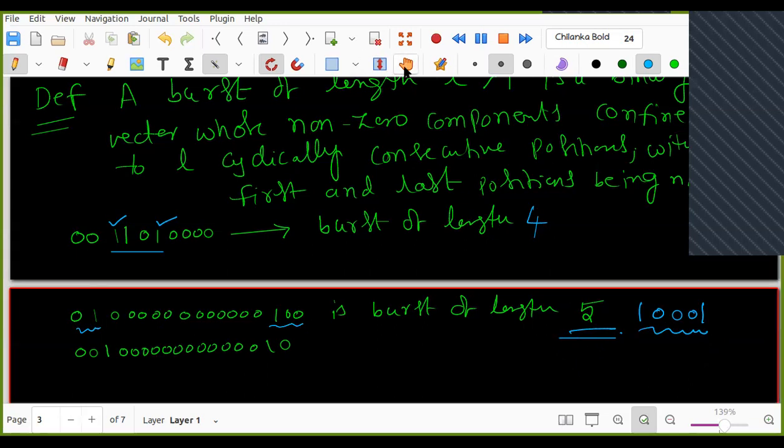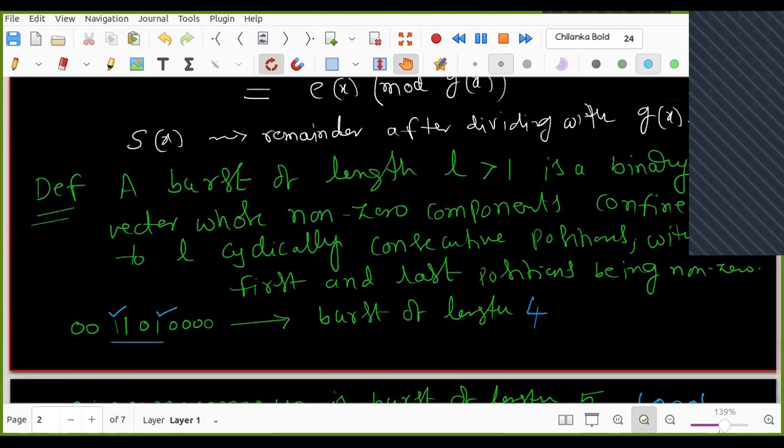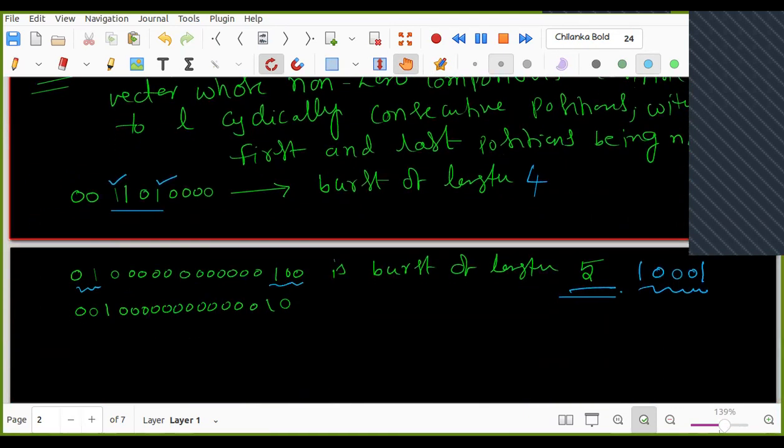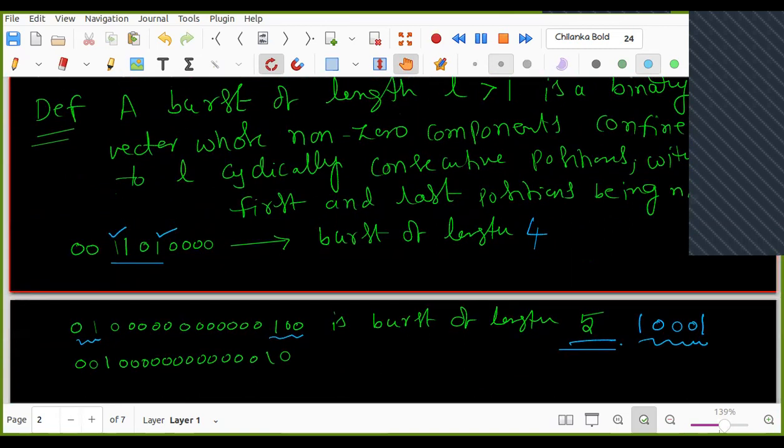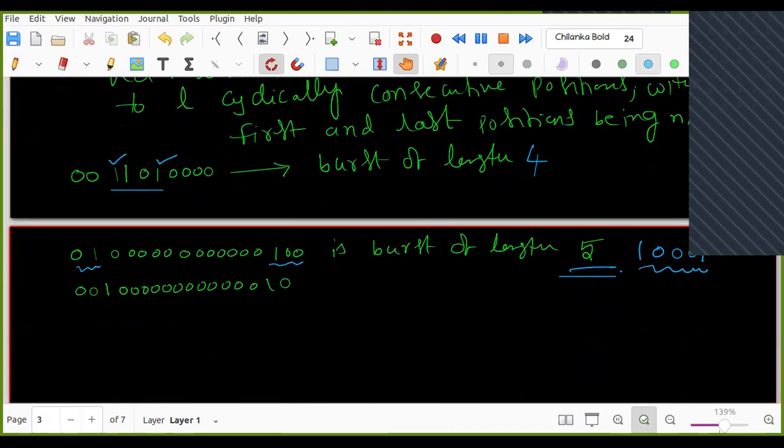But why is it not the other one? No, see, I will take the smallest one. That is what a burst of length means, I'll take the least one. That is not given here. The definition says components confined to L cyclically consecutive positions. Consecutive is also missing here. It is consecutive, but I will take the least actually. That is not given in the definition, but we'll try to take the least one.